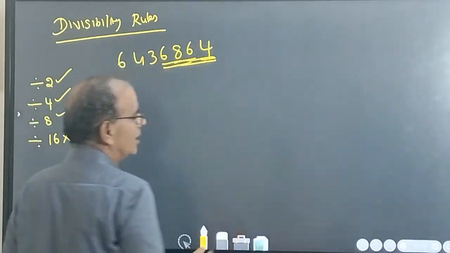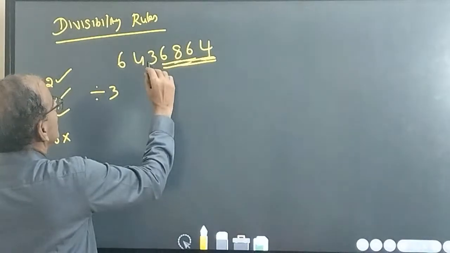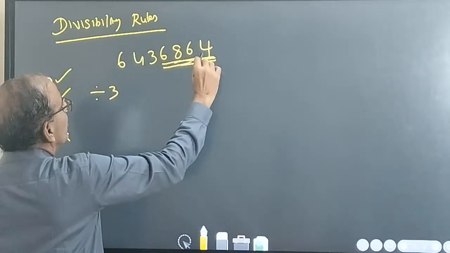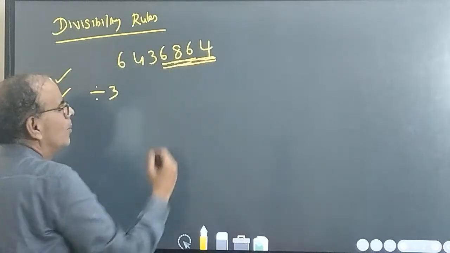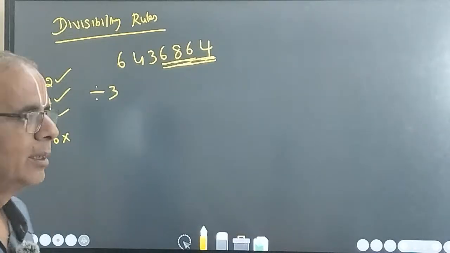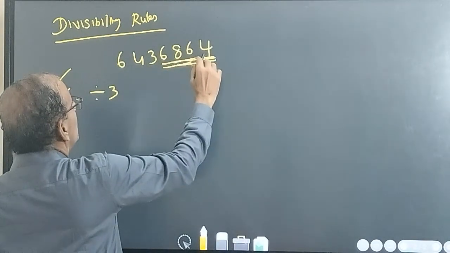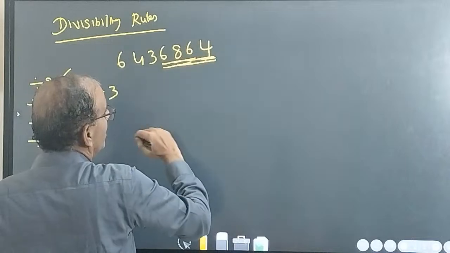Now we are going to another set. Whether the number is divisible by 3, என்ன பண்ணணும், எல்லா டிஜிட்டையும் ஆட் பண்ணணும். We have to add all digits. 6 plus 4 10, 10 plus 3 13, 19, 27, 27 plus 4 31, 31 plus 6 எவ்வளவு, 37. That means the number is not divisible by 3.